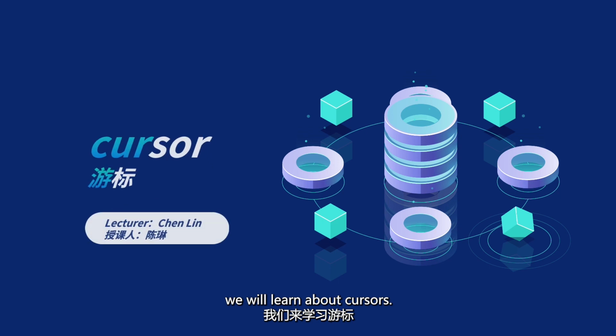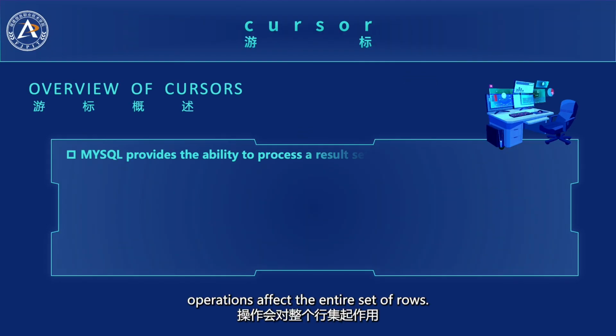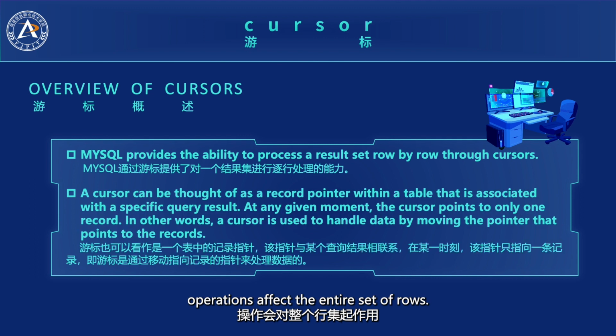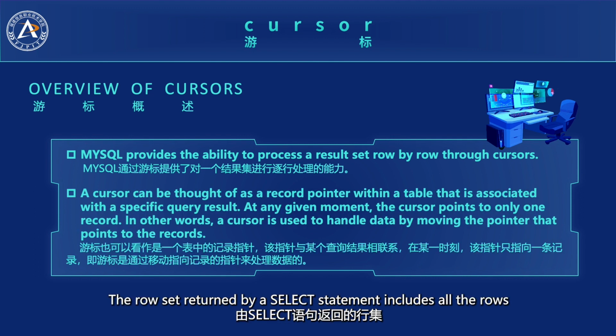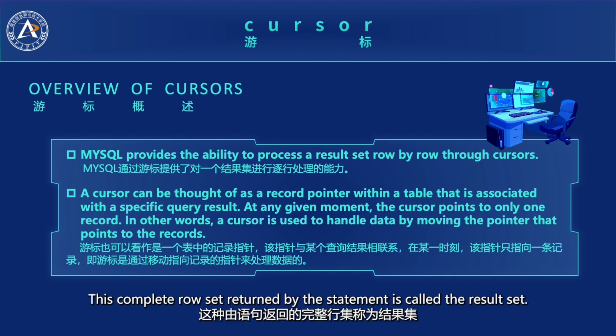Hello everyone. In this lesson, we will learn about cursors. In a relational database, operations affect the entire set of rows. The row set returned by a select statement includes all the rows that satisfy the conditions in the where clause of that statement. This complete row set returned by the statement is called the result set.